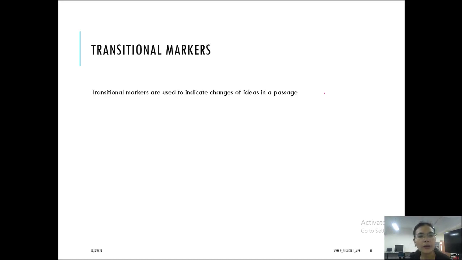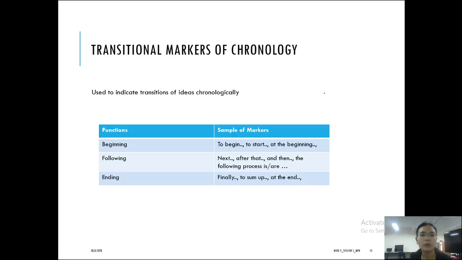Right, so now we'll talk about the use of transitional markers. I think this is not something new for you, because you have also used them without realizing that you were using transitional markers. So what are transitional markers? Transitional markers are used to indicate changes of idea in a passage. We'll look at the chronology. Transitional markers of chronology are used to indicate transitions of ideas chronologically.